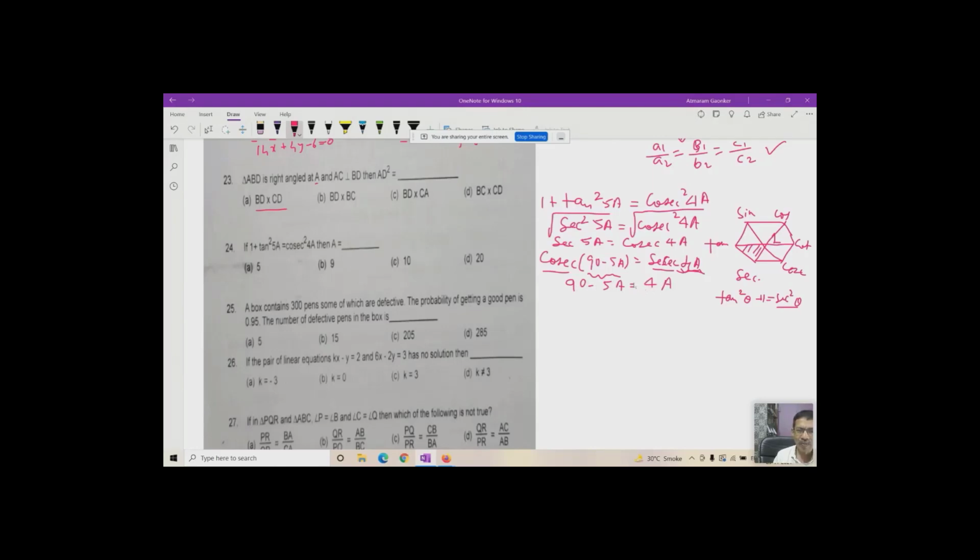So with this, 90 will be equal to 4a plus 5a. So this will be 90 equal to 9a, and this will be a is equal to 90 divided by 9, which works out to be 10 degrees. So the correct answer is 10.